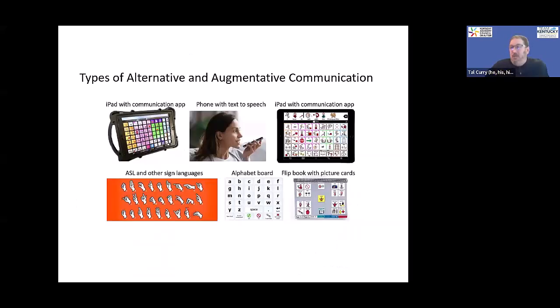Here are different forms of alternative or augmentative communication. It could include an iPad with a communication app. It could include text to speech on a phone. Some use ASL and other sign languages. Some just use an alphabet board, and then some have flip books with picture cards, which you will see more so in early childhood.